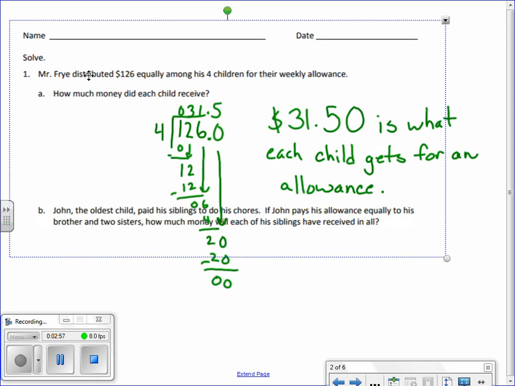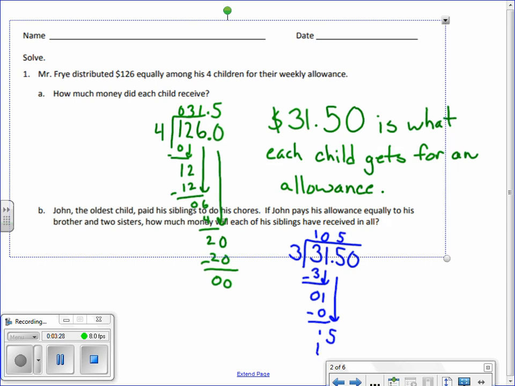John would make $31.50, but he's going to pay his brother and 2 sisters. So he's going to divide that by 3. 3 goes into 3 once. Bring down the 1. 3 cannot go into 1, so that's a 0. Bring down the 5. 3 goes into 15 5 times.